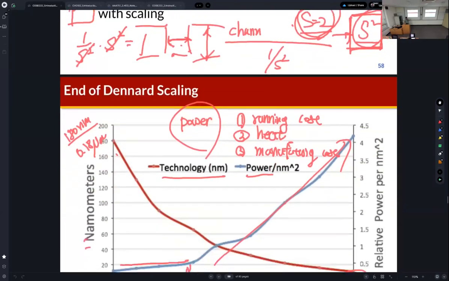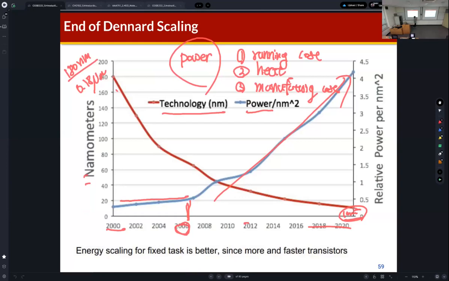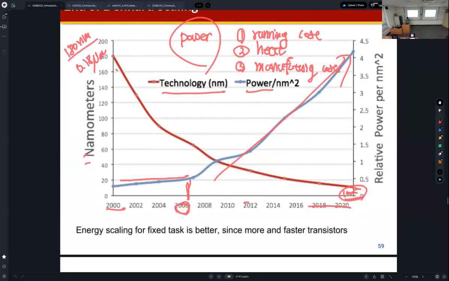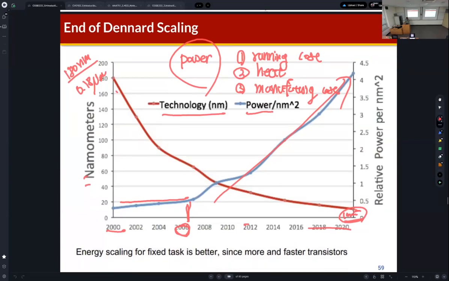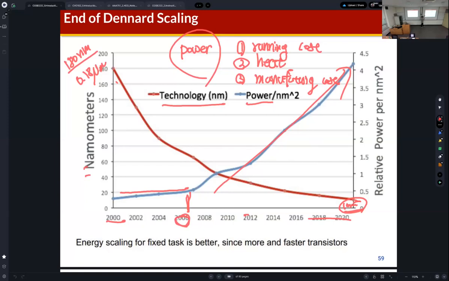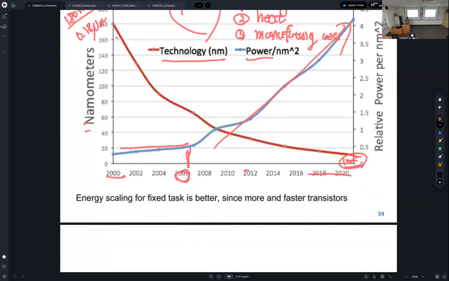Okay? But in reality, recently, around 2006 or 2008, Dennard scaling has already ended. This graph shows, with the red line, the size of the transistor, actually the width of the transistor channel, and the blue line shows the power density. We can observe that the power density is increasing continuously. So it means that recent chips, modern CPUs, consume much more power.